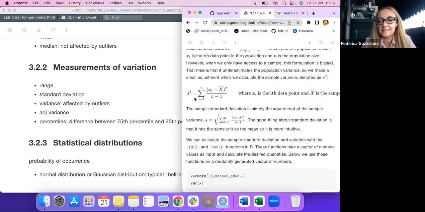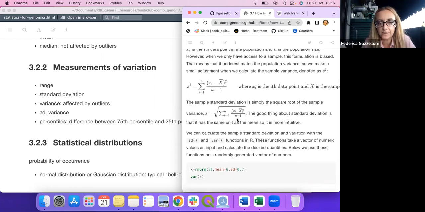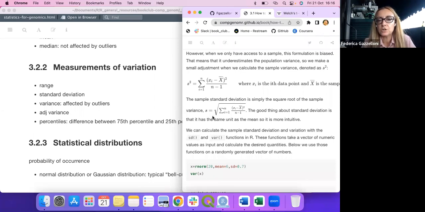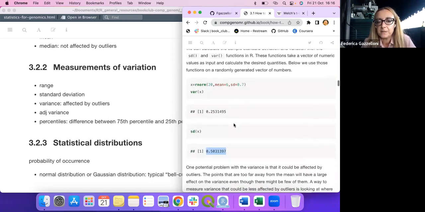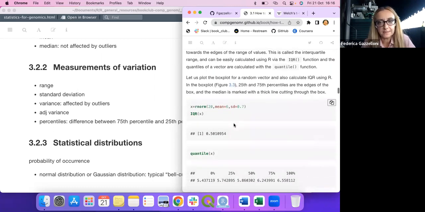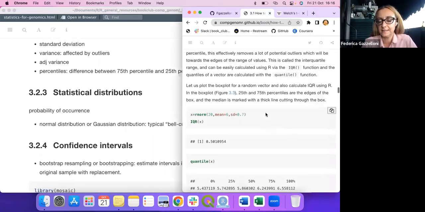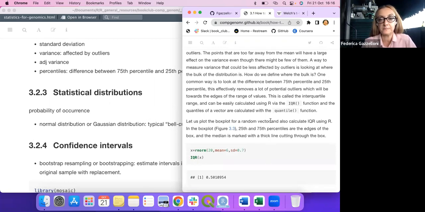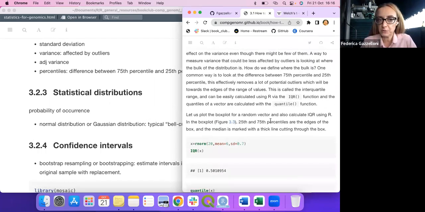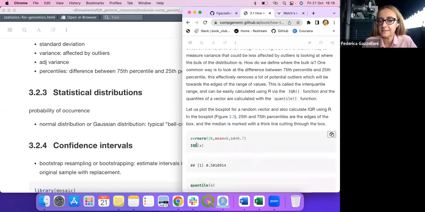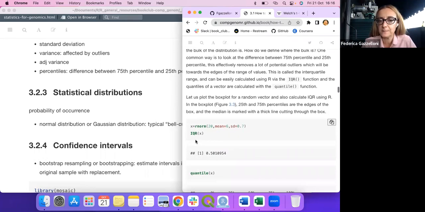Okay, so this is the adjusted variance, and this is the sample variance, and the standard deviation is basically the square root of the sample variance. And we will see that in the book, it's a bit further forward, this discussion, because sometimes you use the variance and the standard deviation, but then if you have a frequency of the same values, it might be important to investigate the percentiles.